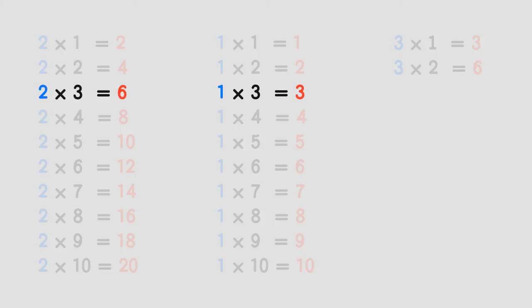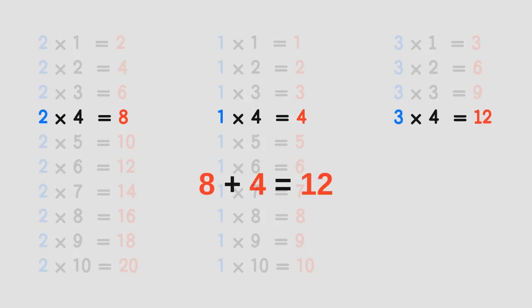If 2 times 3 is 6, and 1 times 3 is 3, 3 times 3 must be 9, because 6 plus 3 is 9. If 2 times 4 is 8, and 1 times 4 is 4, 3 times 4 must be 12, because 8 plus 4 is 12.